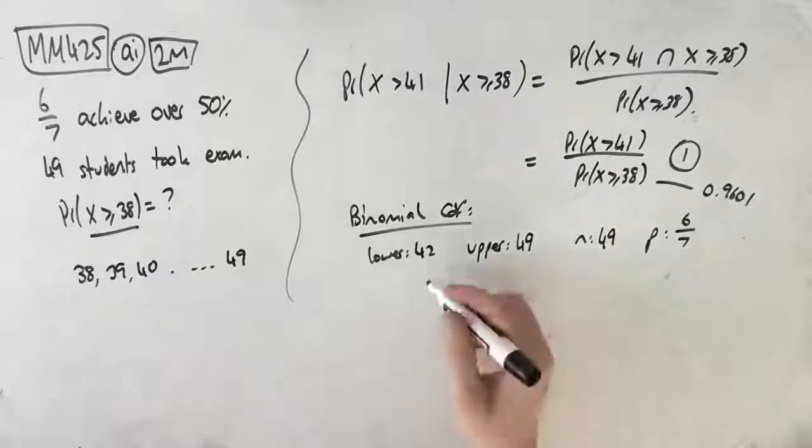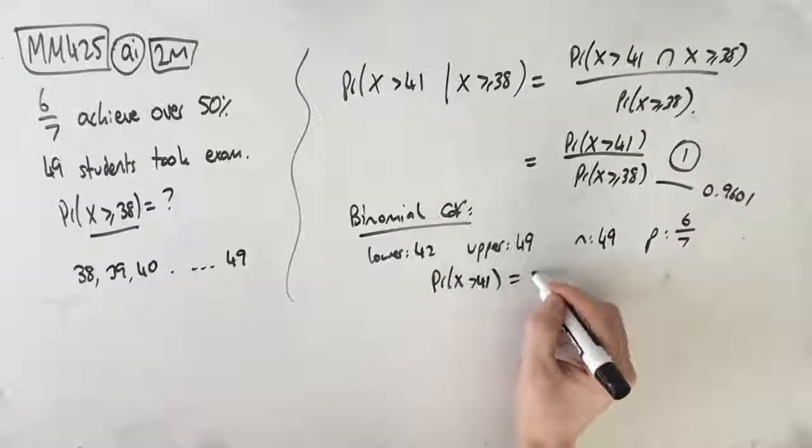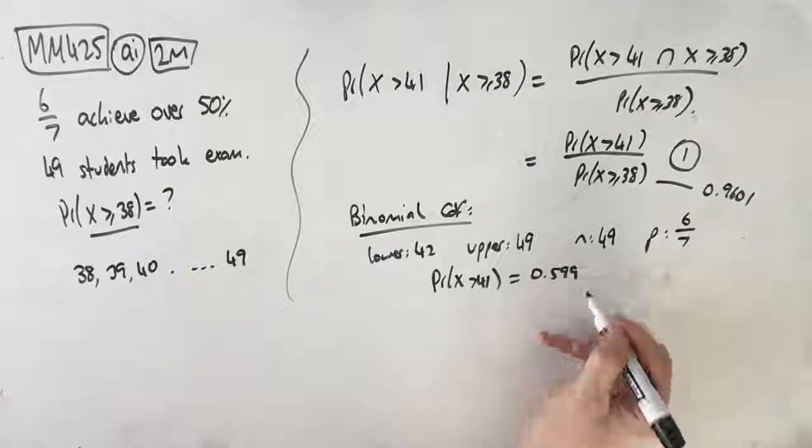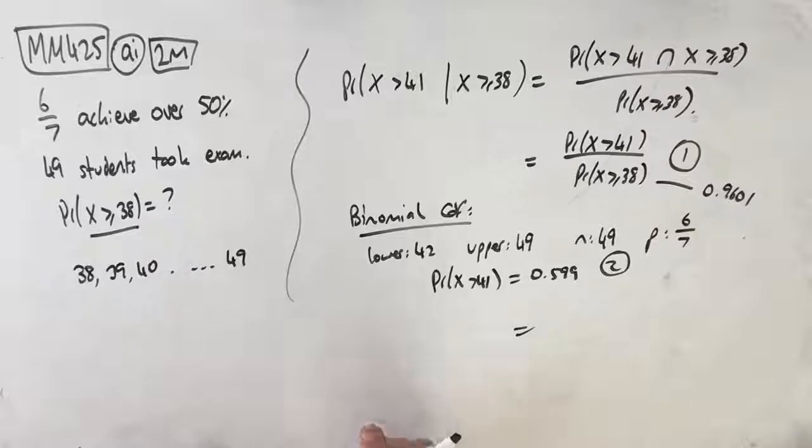Sweet. So clicking enter gives us a probability that X is greater than 41 equals 0.599. That's actually a second mark, and then we can simply sub all this in.